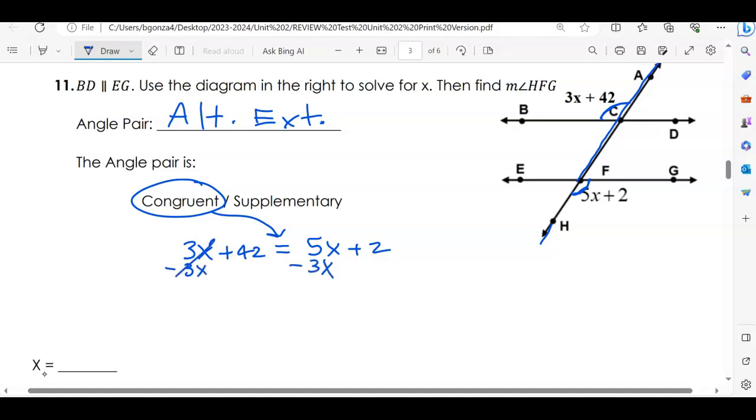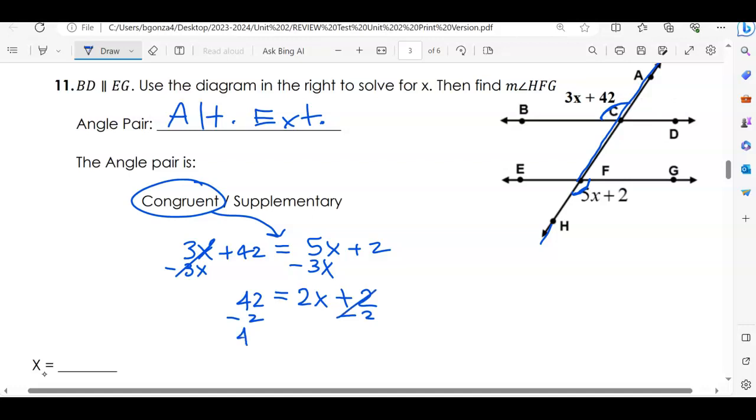These cancel out. Bring down 42. Bring down equals 5 minus 3 is 2x. Bring down plus 2. Now, obviously, you have to get rid of a 2, but which 2? So again, we always get rid of the loner first, which is this 2 out here by itself. The opposite of a plus 2 is minus 2.